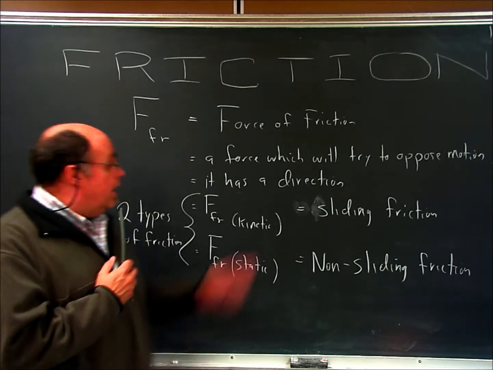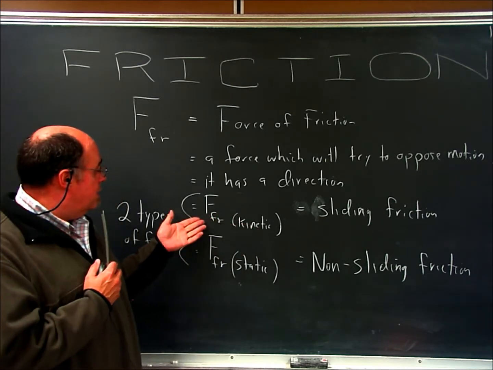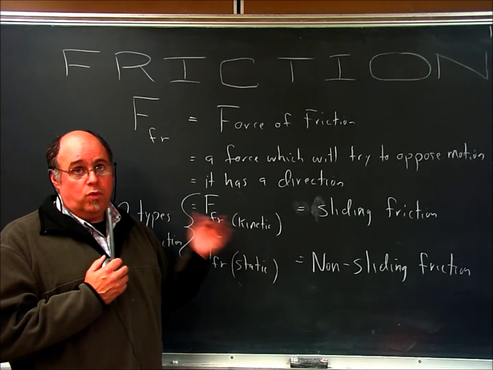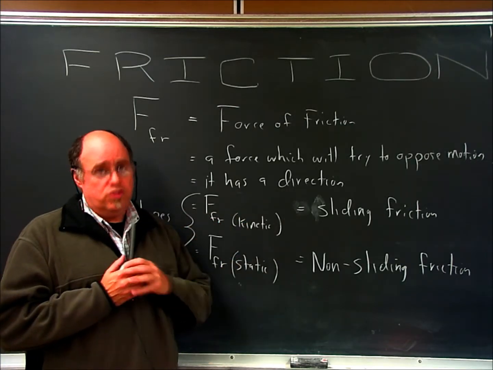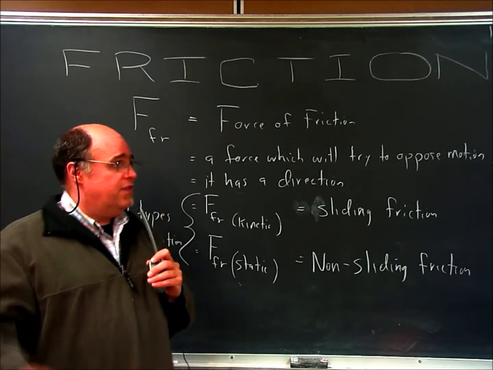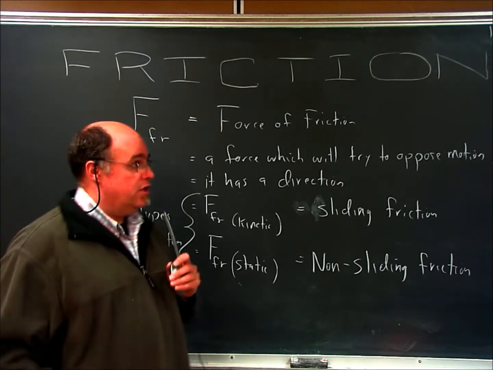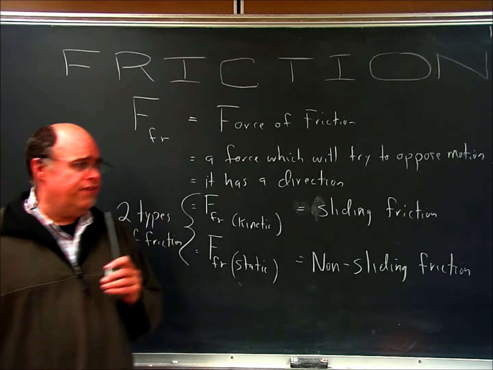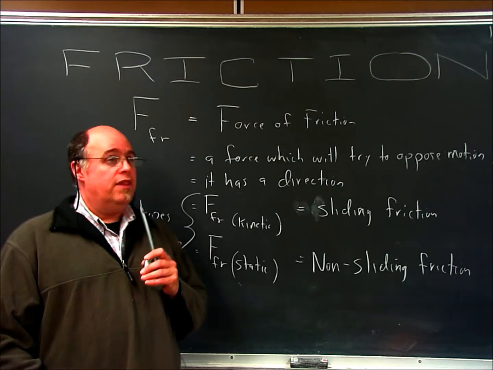When we talk about kinetic friction, kinetic basically means motion. So when we have kinetic friction, there will be some sliding between the two surfaces. If a kid gets on a sled and slides down the hill, that's kinetic friction. If you're driving your car very fast and you lock the brakes and skid along the road, that's kinetic friction.